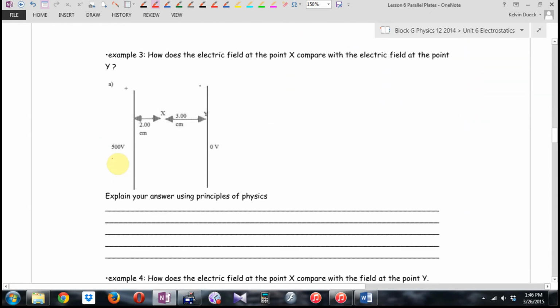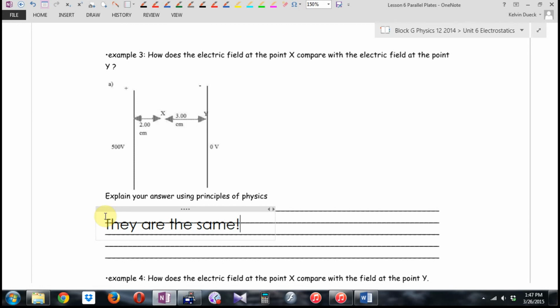Example 3. Turn the page. How does the electric field, it asks, at point X compare with the electric field at point Y? I've already told you the answer. I've told you the answer is they are the same. What we're going to do is prove it. So there's the punchline. Here's the joke.